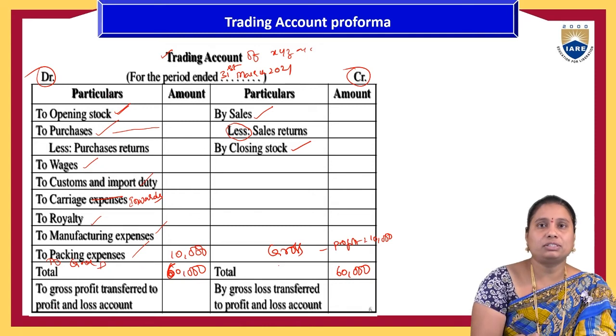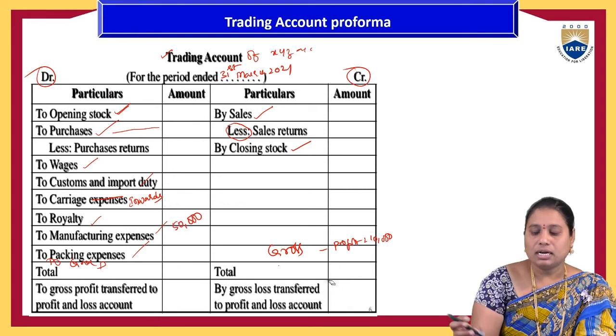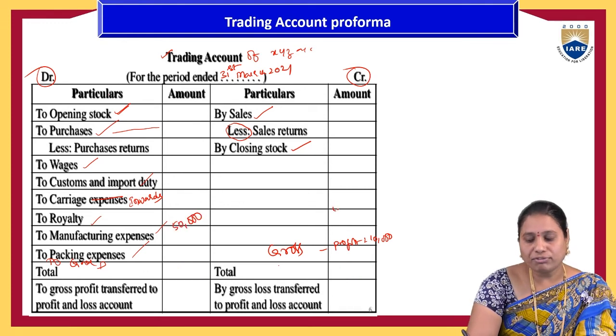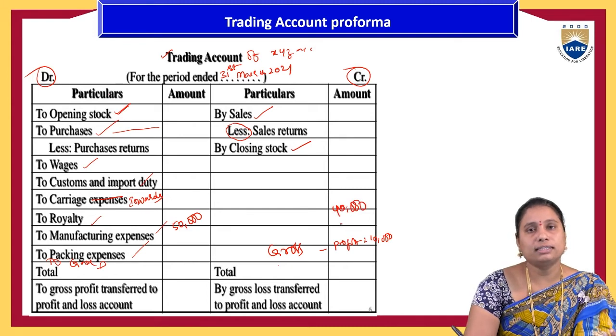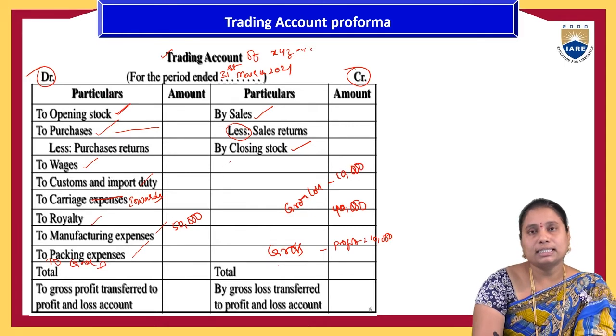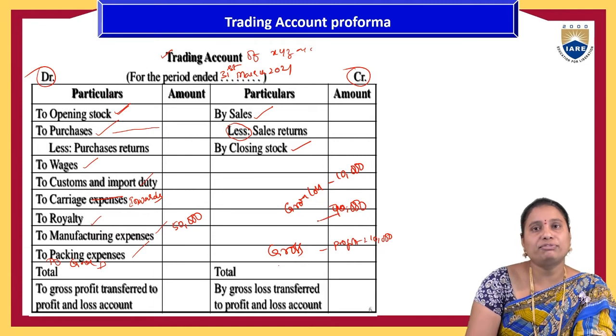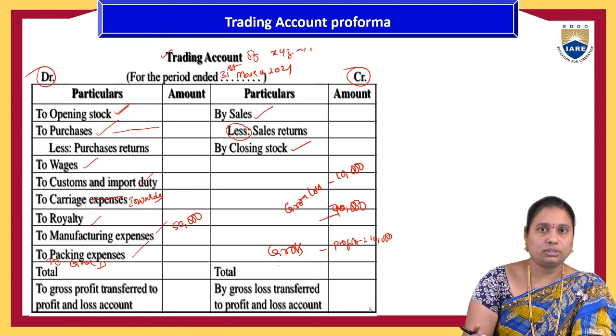If it is reversed, that is, if their expenditures are all 50,000 and their income is only 40,000, that means they got a loss, because expenditure is more and income is less. So they will treat it as a gross loss of 10,000, and here on the credit side it has to be mentioned, and both sides have to balance at 50,000 and 50,000.